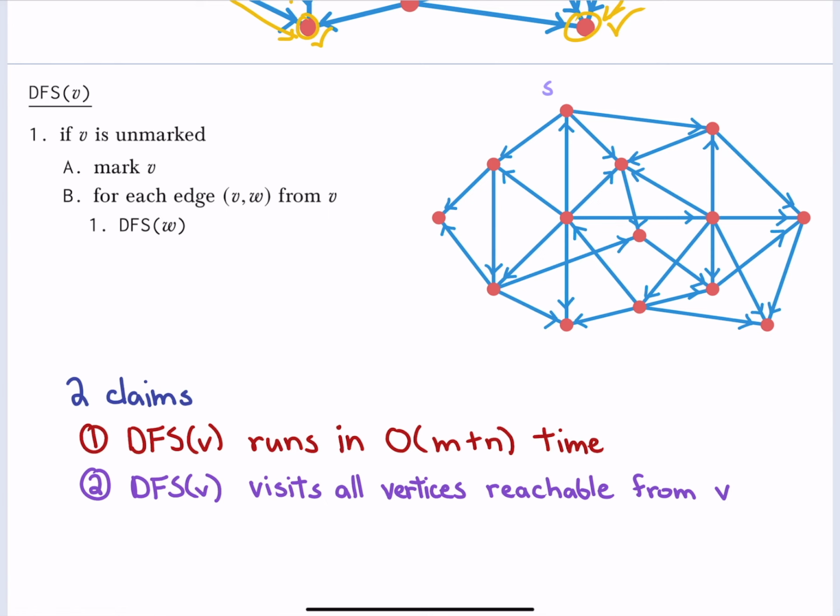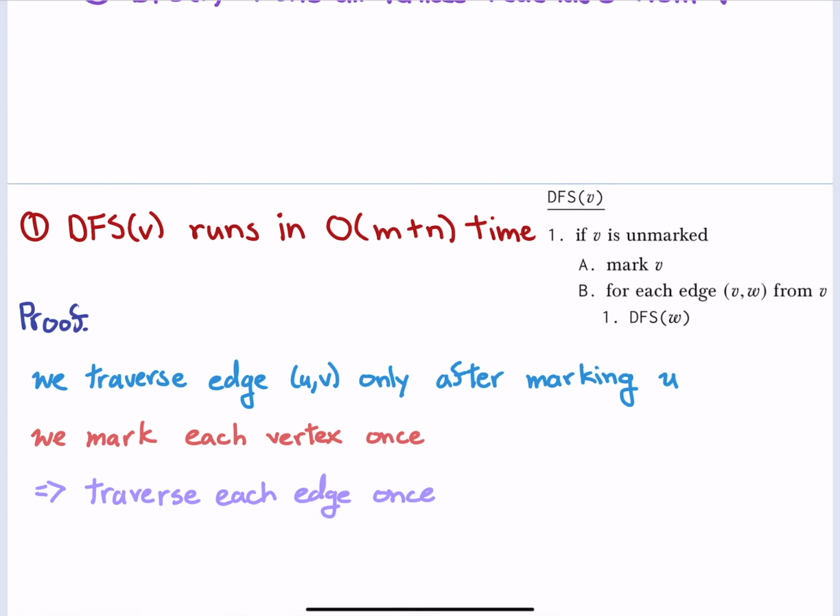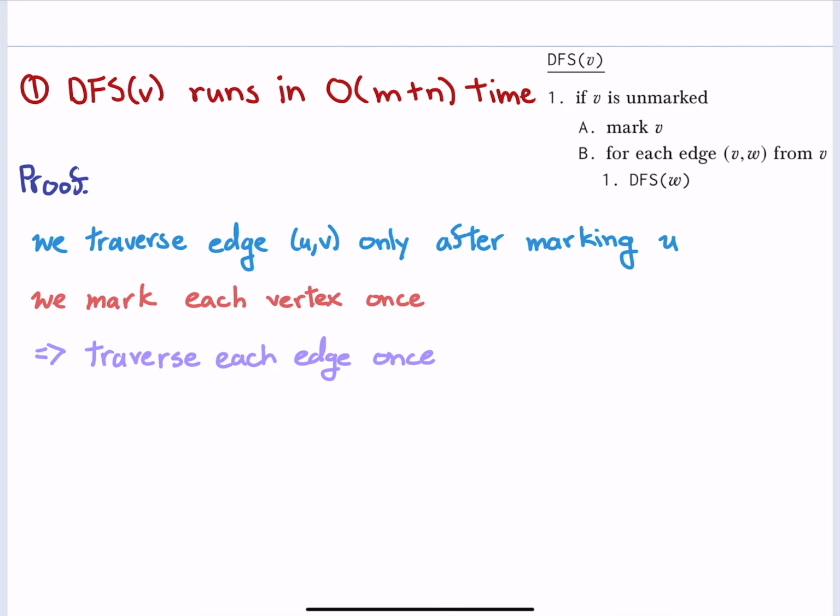Yeah, okay, so let me just sharpen that a little bit. I'm only going to go on an edge from U to V right after I mark U, or visit U for the first time. And I only mark each vertex once. So I only traverse each edge once. Okay, nothing more than that.